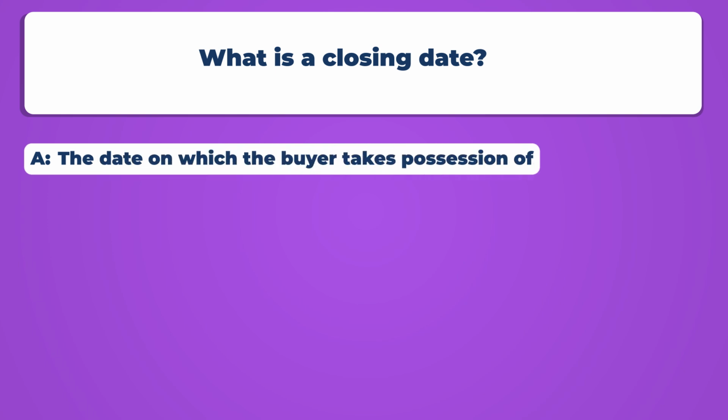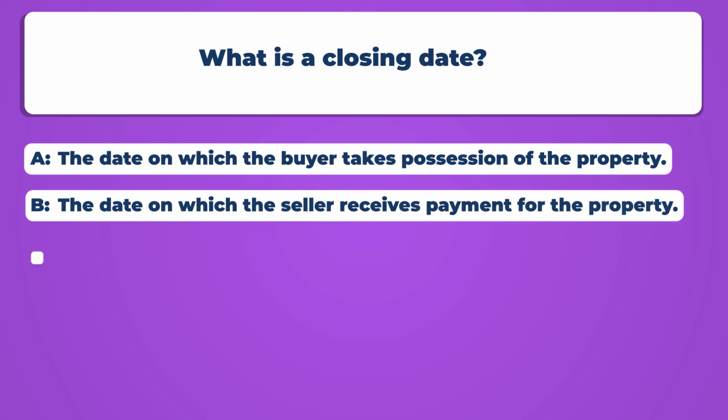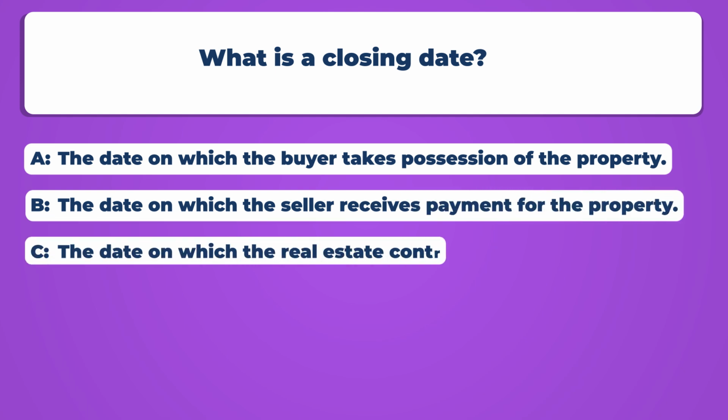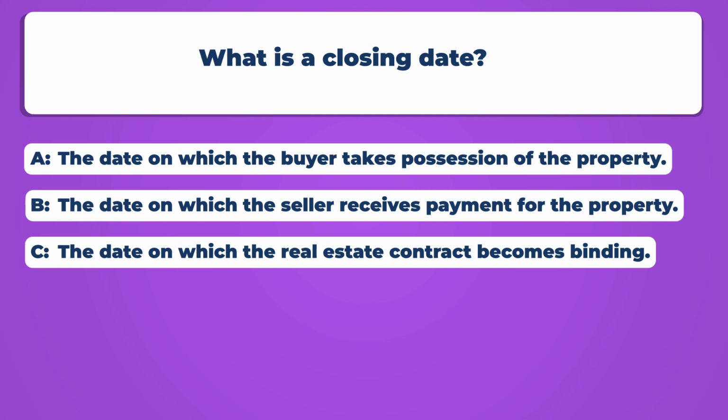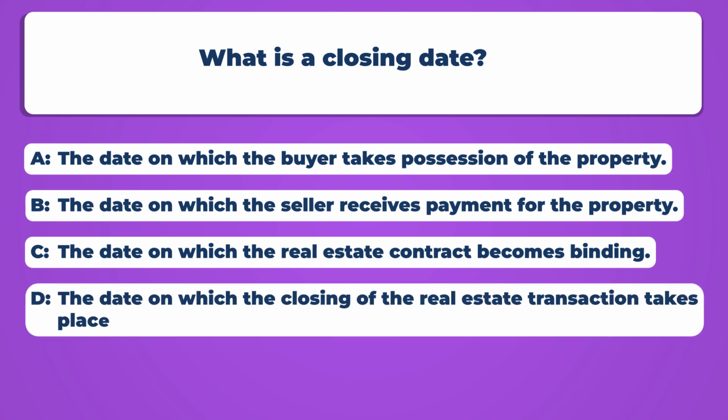First question, what is a closing date? A. The date on which the buyer takes possession of the property. B. The date on which the seller receives payment for the property. C. The date on which the real estate contract becomes binding. D. The date on which the closing of the real estate transaction takes place. Think about it. Got it? The answer is D.